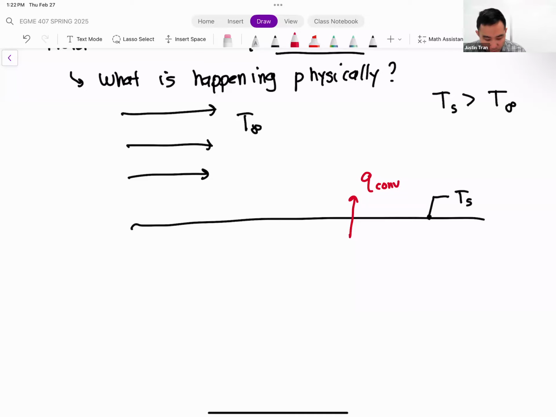Okay. So we all know this. This is something that we've seen before. In fact, we have an equation for this. And so we have Q convection is equal to h times (Ts minus T infinity). I think I just wrote it down 3 minutes ago. So this is Newton's law of cooling, right?